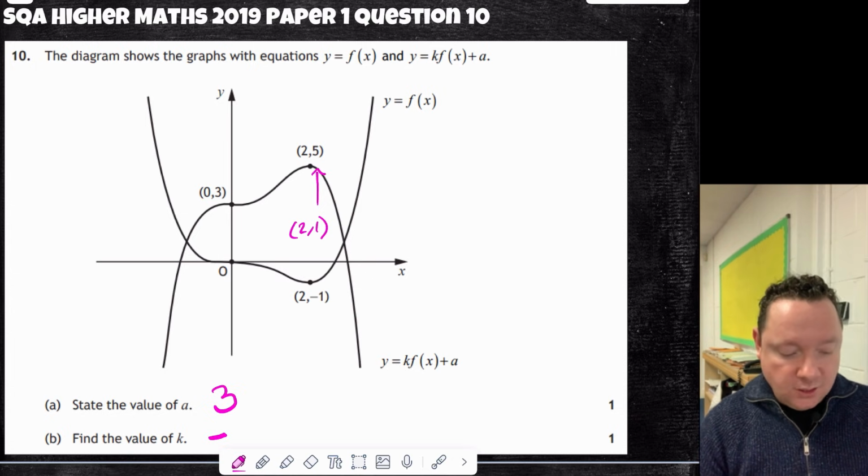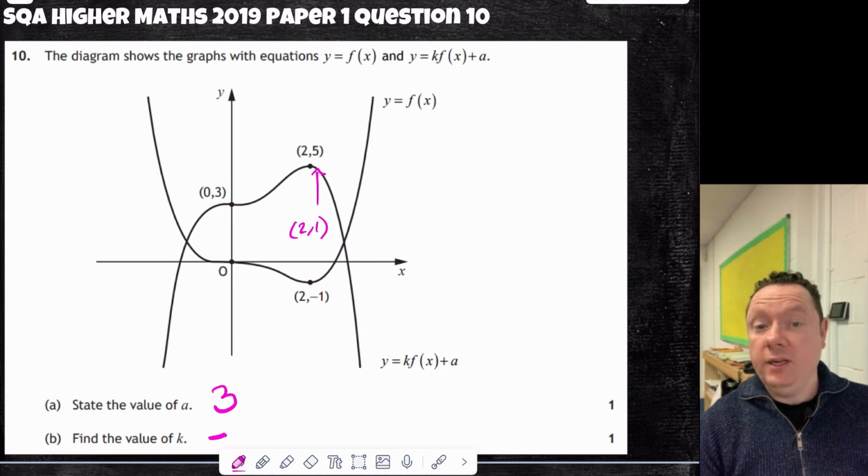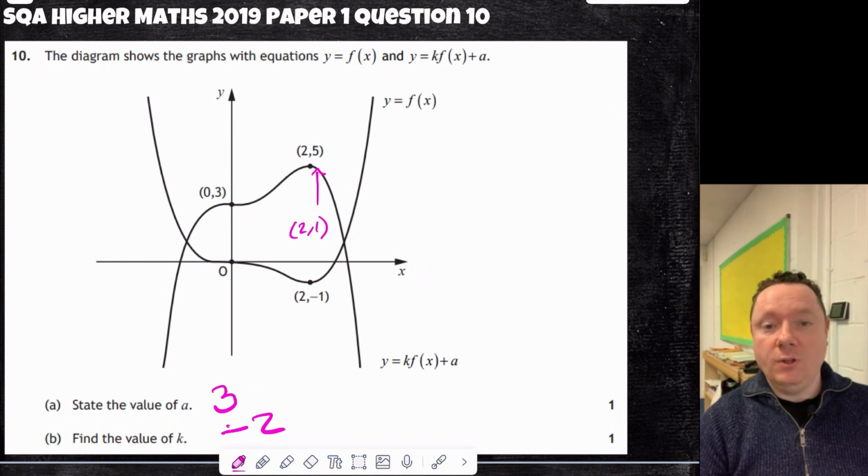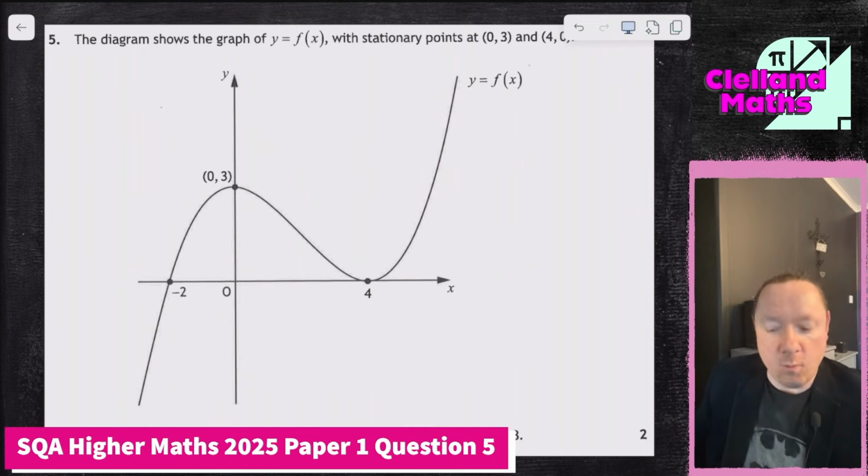So 2 times 1 is 2, plus 3 is 5. So that means k is minus 2. And we're done there. SQA Higher Maths 2025, Paper 1, Question 5.